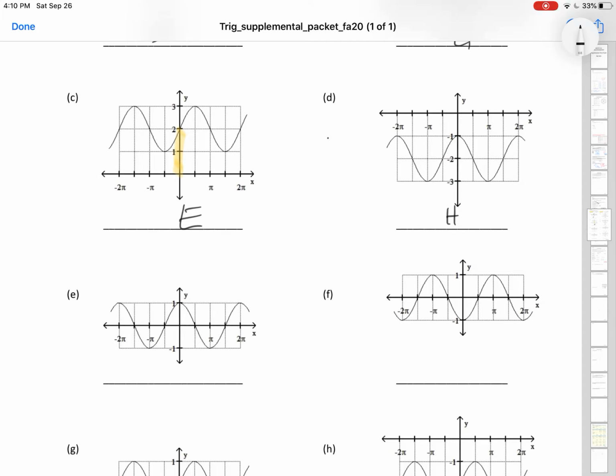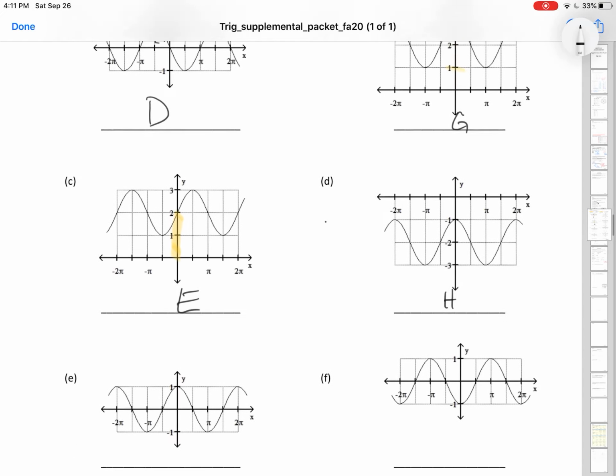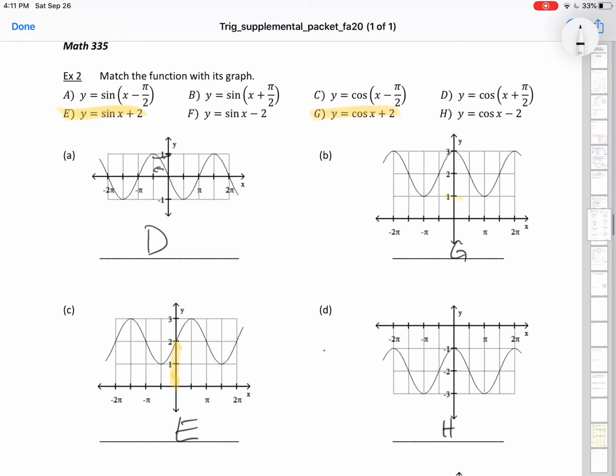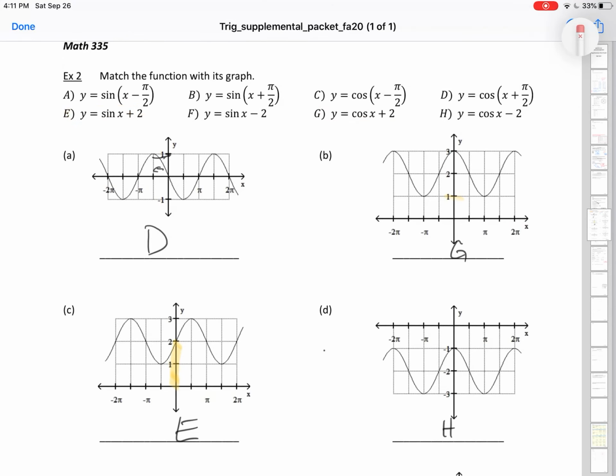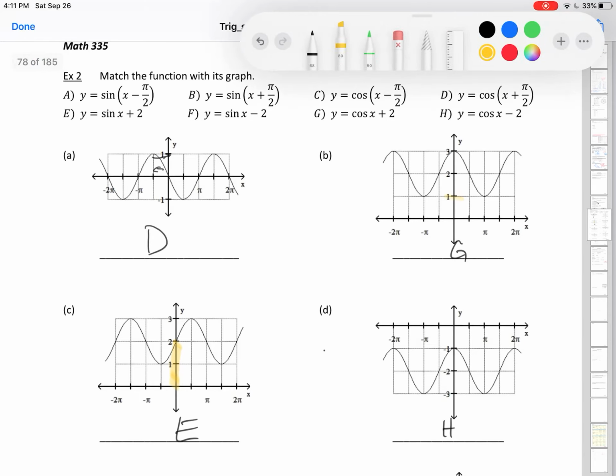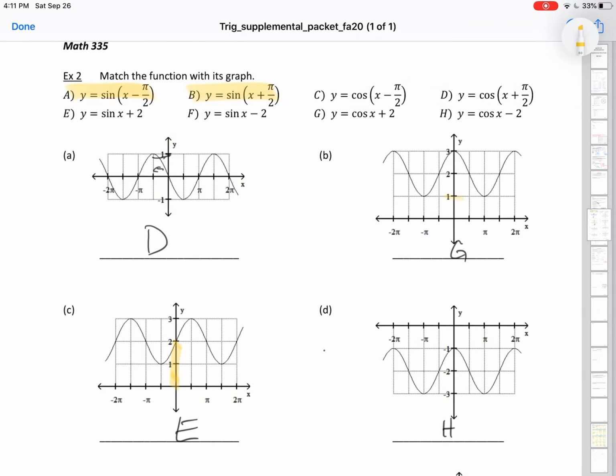This one looks like the regular cosine graph, right? There's no real change in that, but that's weird because the regular cosine graph isn't there. So which one could it be? Well, let's take a look. It would definitely have to be a phase shift. It wasn't shifted up and down. So I'd be looking at this one or this one or this one or this one.